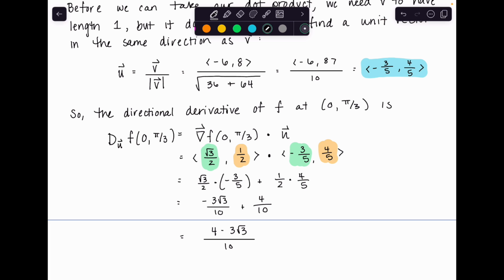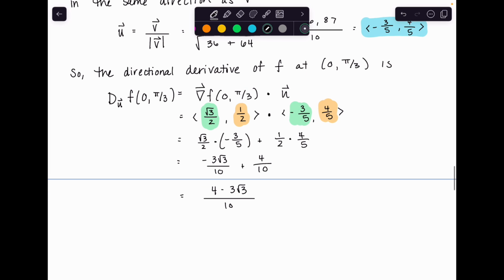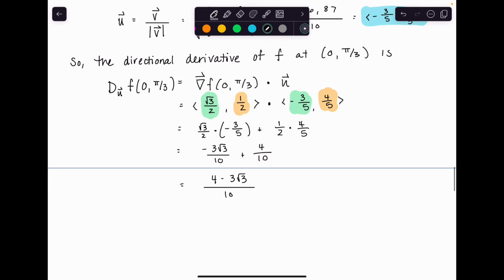So this is the rate of change of f at the point (0, pi over 3) in the direction of u, which is the same direction as v. Okay, let's try a second one of these.